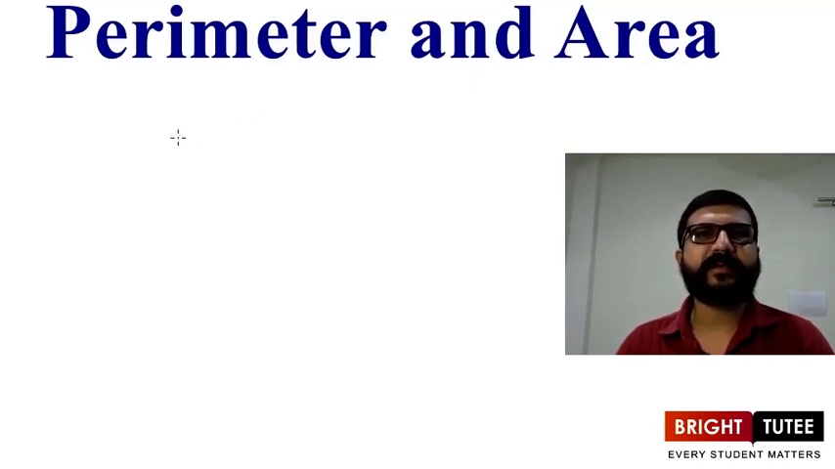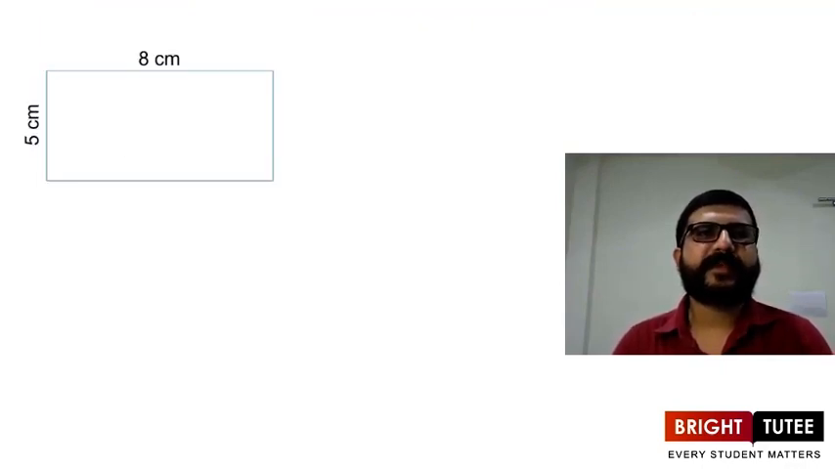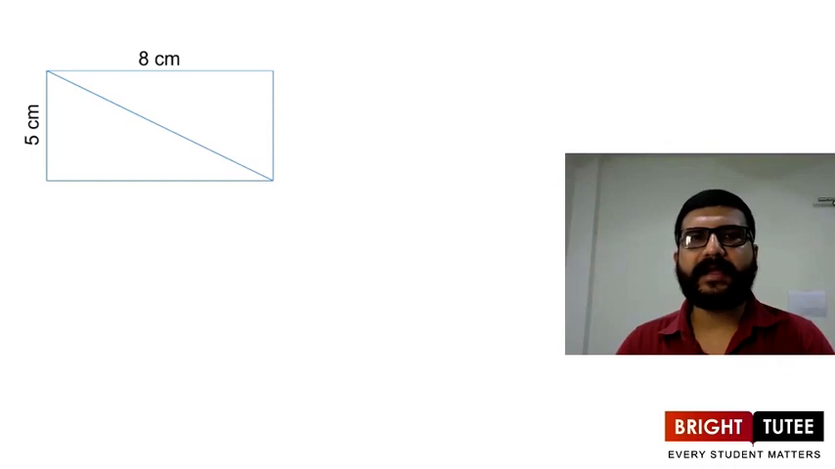Now in this session, we are going to learn about area of triangles and area of parallelograms. So let's start with this example. So here we are having a rectangle which has been divided into two triangles along the diagonal of the rectangle. So now what do you think about areas of these two triangles? Are they equal? Yes, they are equal.